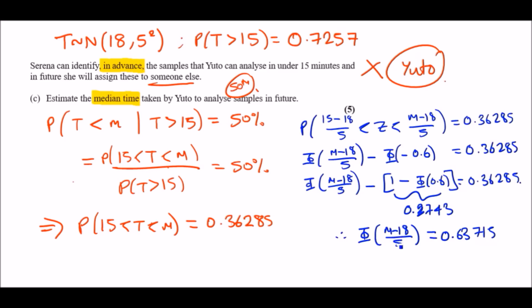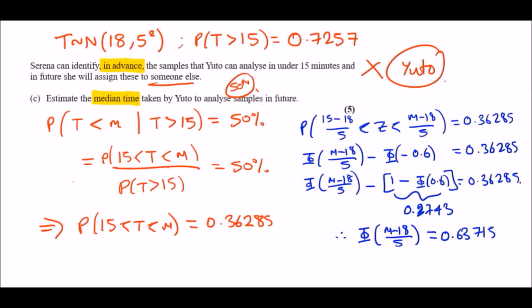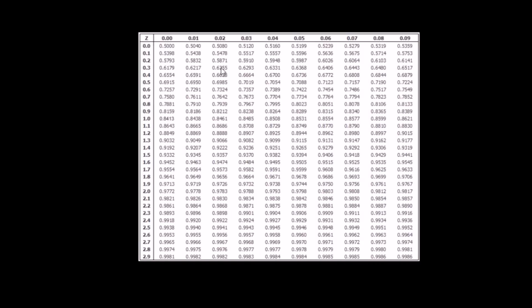Now, all we need to do is look back into the Z table and find a value that corresponds to this. And then we should be good. I believe this should be it. Let's hope I didn't mess this up. No, it's good. So let's find 0.63715. You just look at the probability, 0.637. Okay, this one looks like the closest match actually. So the Z value that corresponds to this probability would be 0.35.